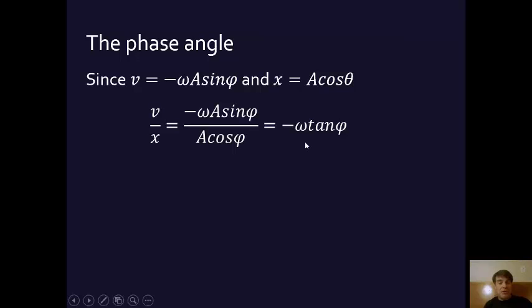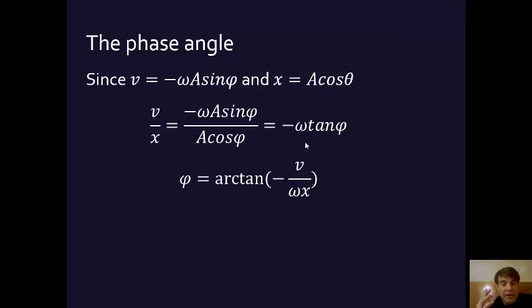So now all I have to do is divide both sides by negative omega. That gives me tangent of phi equals velocity over negative omega x. Now I zap an arctangent, and I'm left with phi equals arctangent of negative v over omega x. That's the formula. If you didn't understand how we got the formula, don't worry about it. But the formula for the phase angle is the arctangent of the negative velocity divided by omega x.